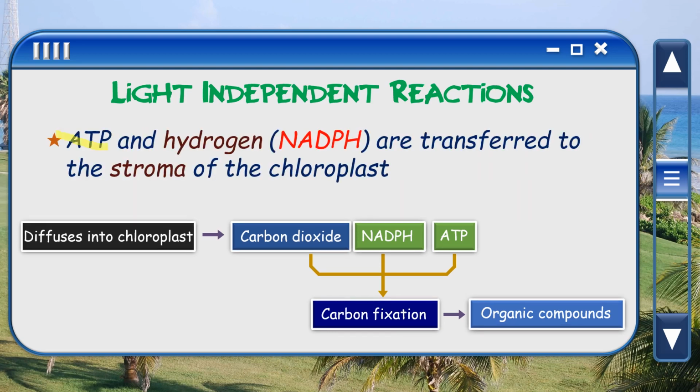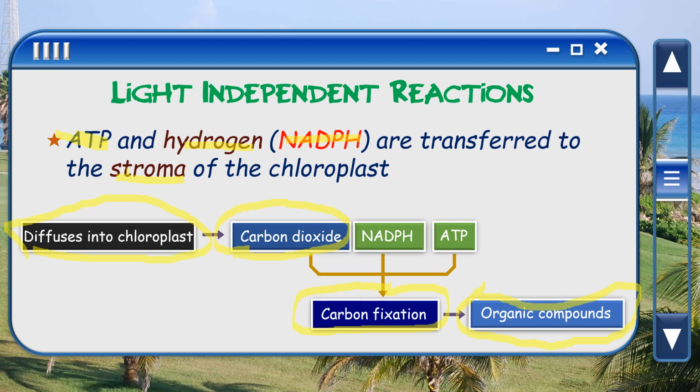The ATP and the hydrogen are transferred to the stroma of the chloroplast. Remember, in the light-dependent reaction, we produced the ATP and we produced the hydrogen, which is carried by the NADP. When they are produced in the thylakoid, they will be transferred to the stroma in the chloroplast. In the stroma, they will be used to combine with carbon dioxide and fix carbon dioxide, and we shall end up producing our organic compounds.